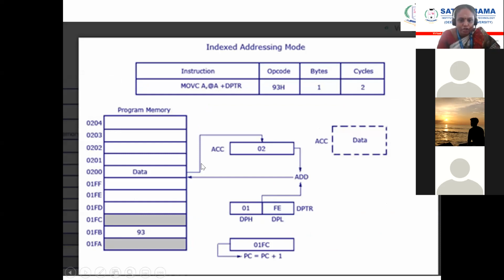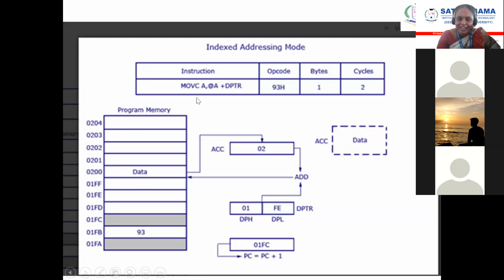Remember, what is my accumulator value? 02. Now you go to DPTR. DPTR, we all know, is a 16-bit register. What is my 16-bit register value? 01FE. A plus DPTR means 02 plus 01FE. So what is the value after adding 01FE plus 02? 0200. It will go to the 0200 location. What is the value stored in that location? That value will move to the accumulator.